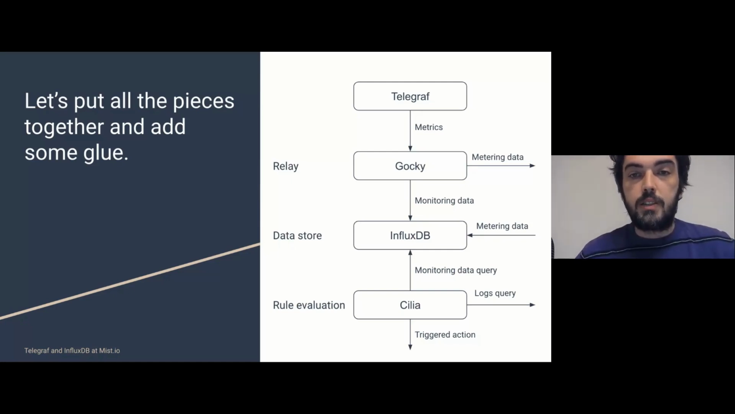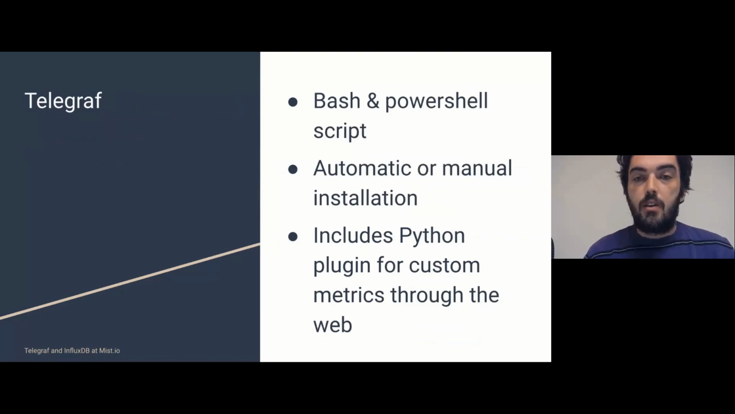In more details now for Telegraf, as I said, we automatically install it on Windows Server VMs using PowerShell, but we can also install them on Linux systems using bash scripts. By default, we don't deploy any Telegraf plugins other than the Python plugin, and we do that in order to allow our users to configure custom metrics through the web.